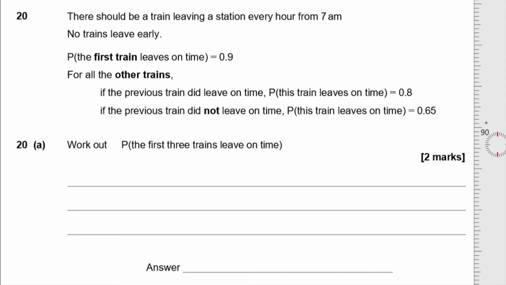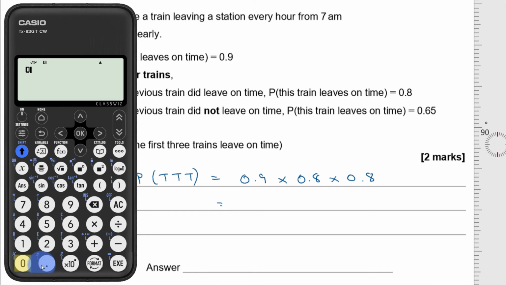Okay, so we know the probability of the first train leaving on time is 0.9. And then given that it did leave on time, the probability that all other trains leave on time is 0.8, and we're assuming then that it did. So 0.8 for the second train and 0.8 for the third train. Now we want on time and on time and on time, and as I said earlier, and means multiply, so we're going to have to multiply those three things together.